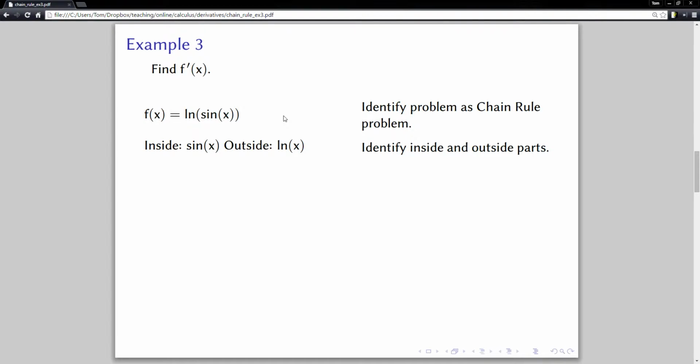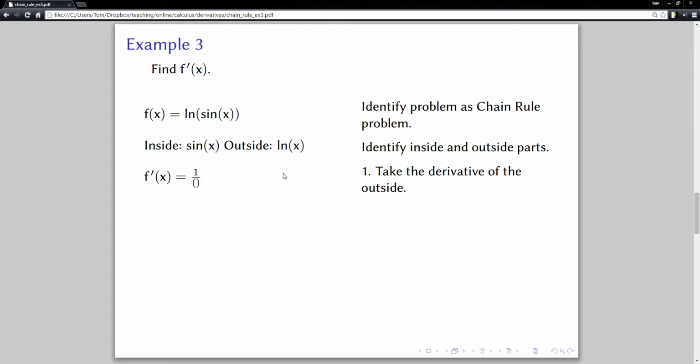Once you know the inside part and the outside part, it's just a matter of running through the 3 steps of the chain rule. Step number 1, take the derivative of the outside part. So the derivative of the outside function here, natural log, would be 1 over x. And you notice I didn't write the x in there. I just left a blank in there.